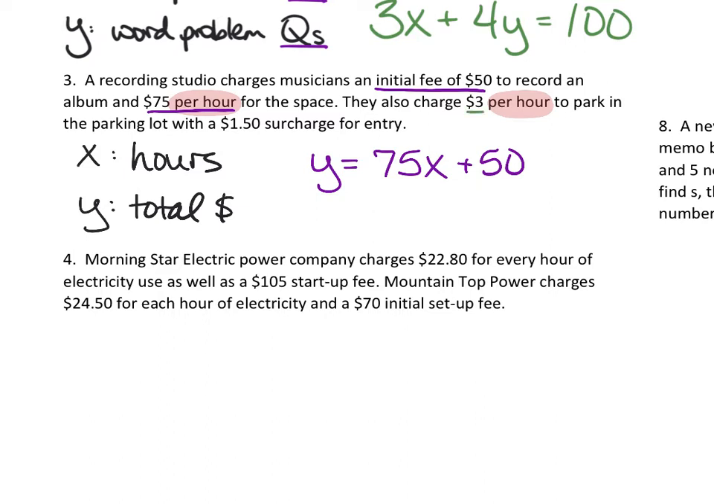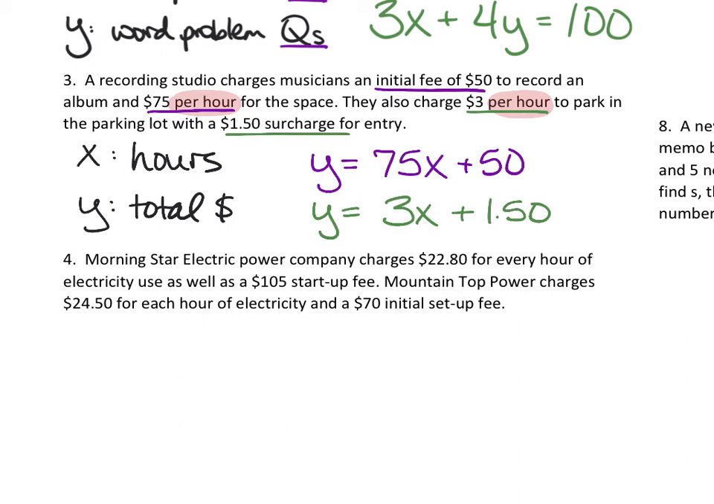Additionally, we see that we have a $3 per hour slope to park in the parking lot with a $1.50 surcharge for entry. It means you have to pay the $1.50 to get in and then it's $3 after that. That means $1.50 is my initial value. And voila, I have written two slope-intercept form equations that represent the scenario. I now have a system of equations.